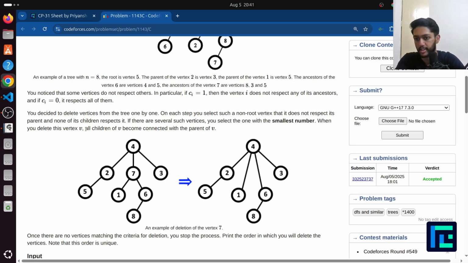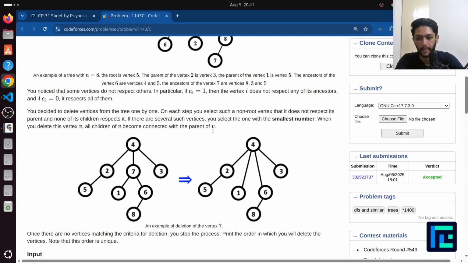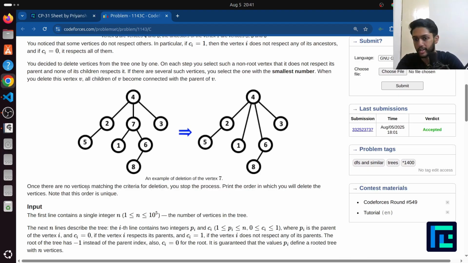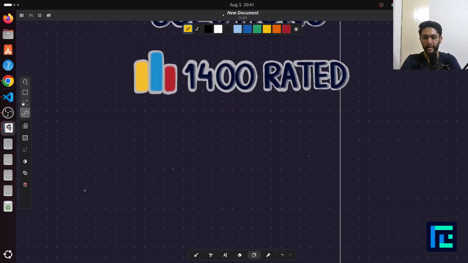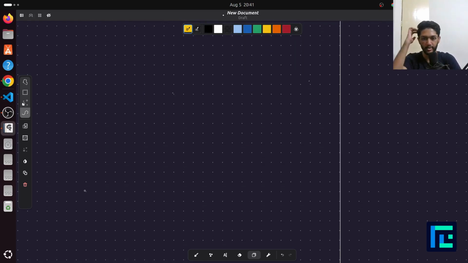When you delete this vertex V, all children of V become connected to the parent of V. Once there are no vertices matching the criteria for deletion, you stop the process. Print the order in which you will delete the vertices. Note that this order is unique. So the problem statement was somewhat complicated, I'll just simplify it.